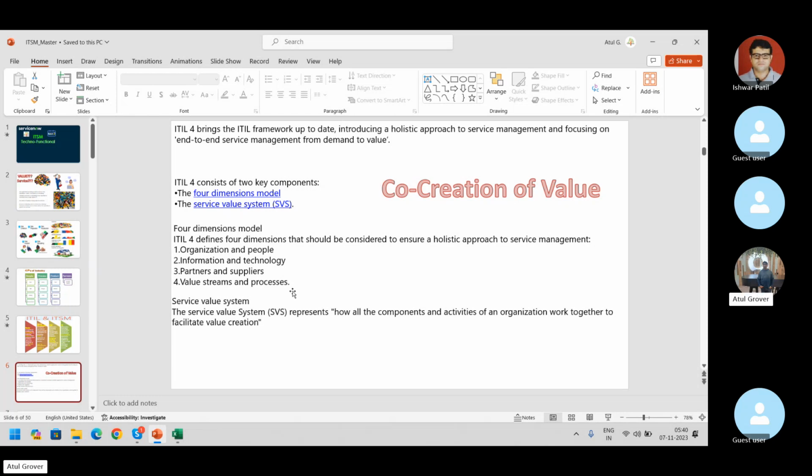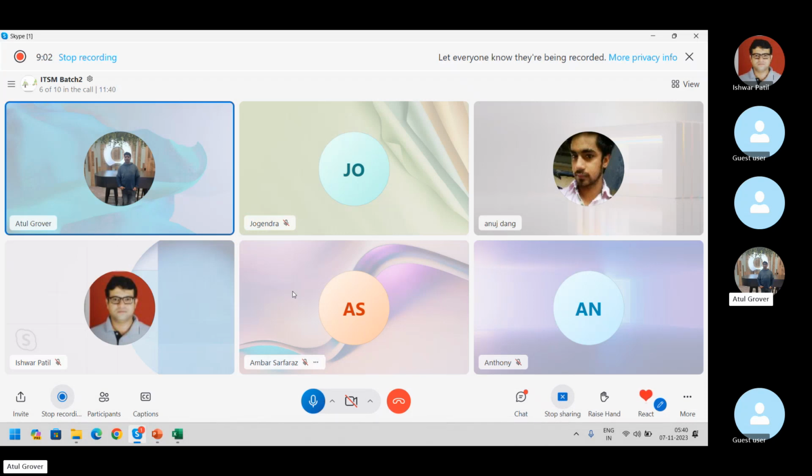And last, value stream and processes. Value stream is a very big and heavy word here. It was introduced by ITIL 4, it was not in ITIL 3 earlier. In layman's language, value stream says it is the exact stakeholder for whom you are working. It can be a department, it can be a business unit.